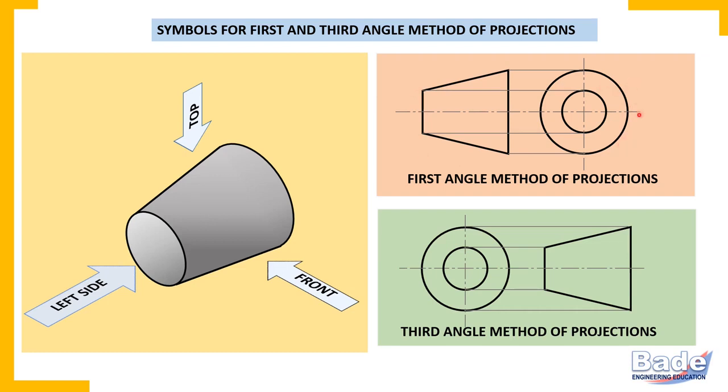Now watch this diagram. In this case, the left side view is drawn on the left side of the front view. That means in this diagram, third angle method of projection is used. So if third angle method of projection is used in a drawing sheet, then this symbol is used in the corresponding drawing sheet suggesting third angle method of projection. Of course, as you know, we are going to use first angle method of projection only.